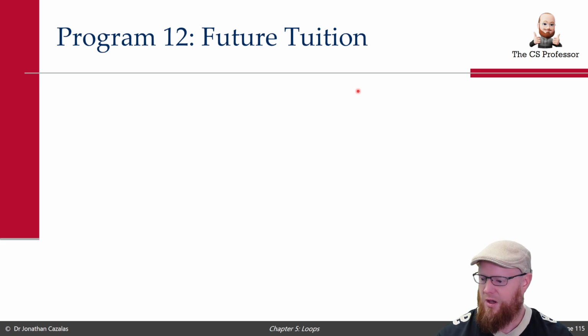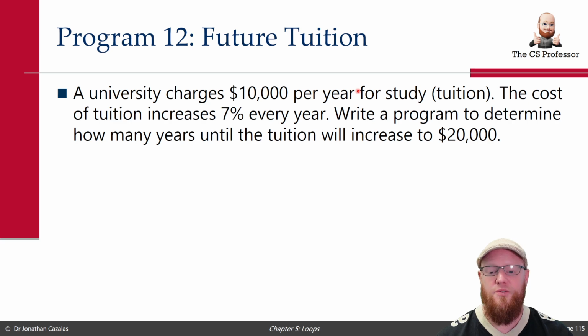It's much easier. All right, let's jump to this program, Future Tuition. A university charges $10,000 per year for tuition. The cost of tuition increases 7% every year. Write a program to determine how many years until the tuition will increase to $20,000.